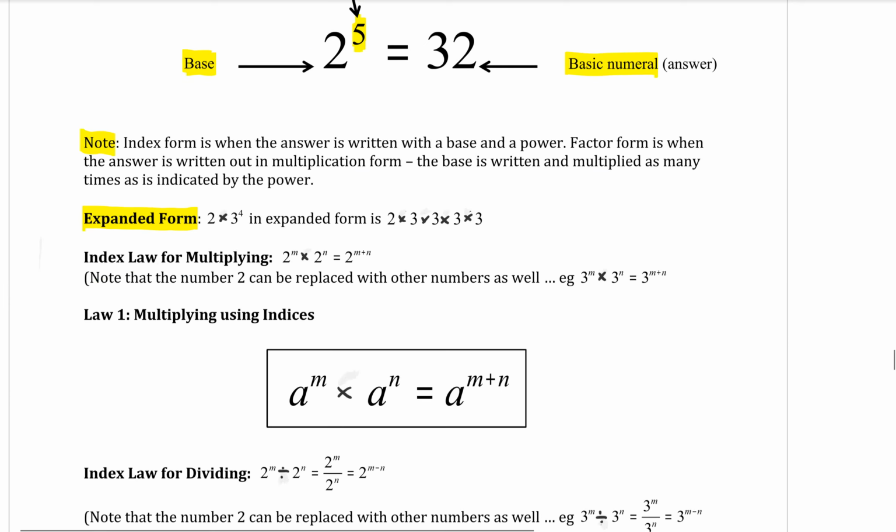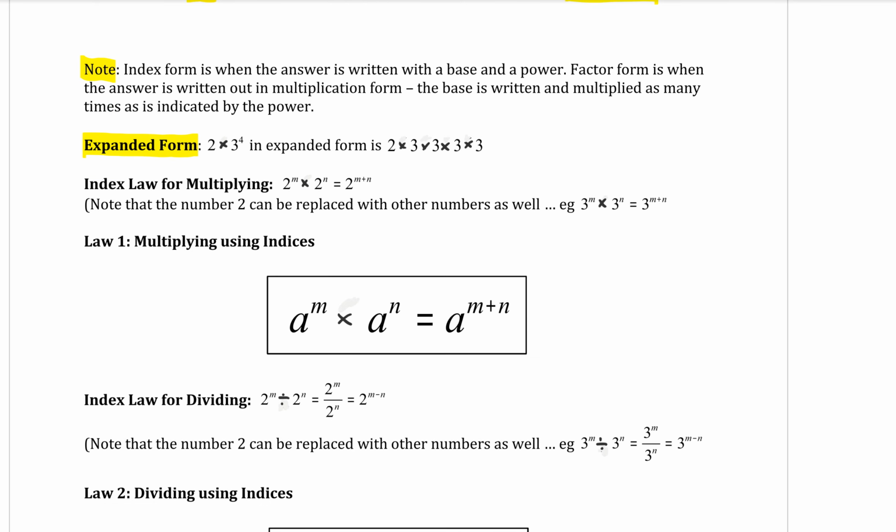Index laws. The first index law we're going to learn about is the law for multiplying. If I am multiplying 2 index expressions that have the same base, so see how both of these have bases of 2? They have to have the same base or this doesn't work. So if they have the same base and I'm multiplying, we simply add the powers. So for example, it looks a bit weird when you have m's and n's in there. It's a bit easier if I put a number in there.